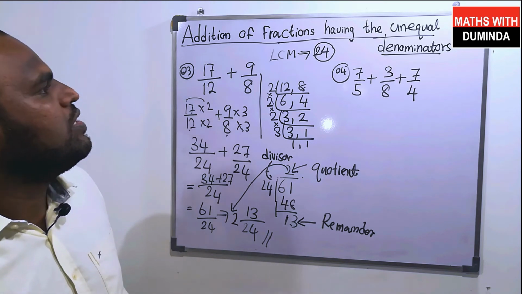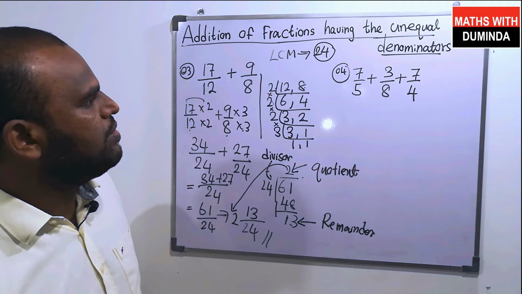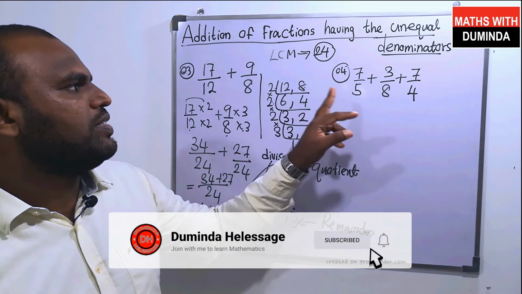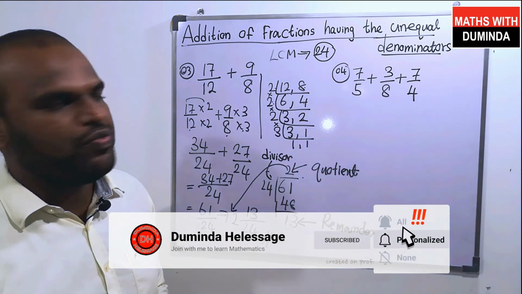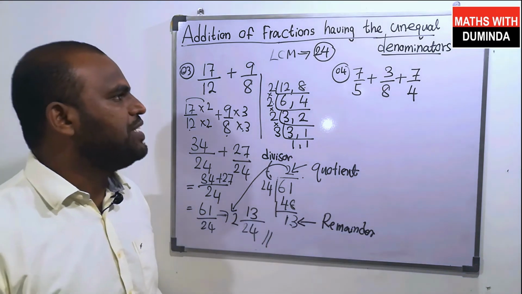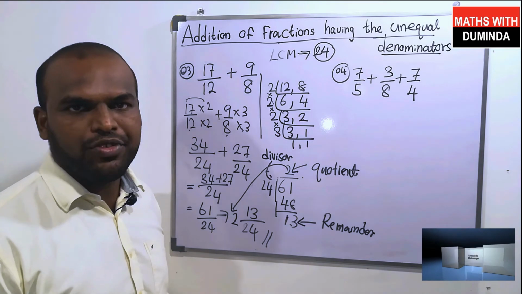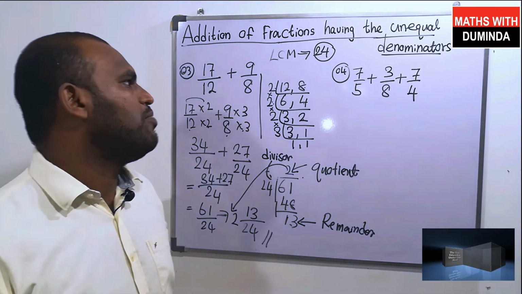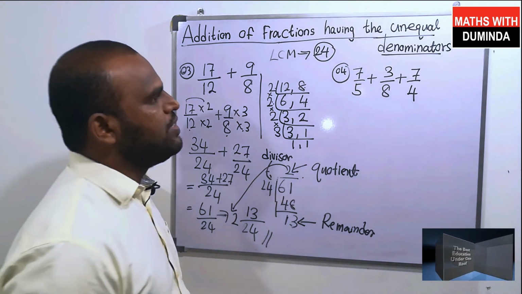Then let's go to example number 4 here. We have 3 fractions together, 7 out of 5, 3 out of 8, and 7 out of 4. As you can see, all the denominators are unequal. Therefore, we have to get the common denominator. To get that, we have to find the LCM of these 3 denominators.